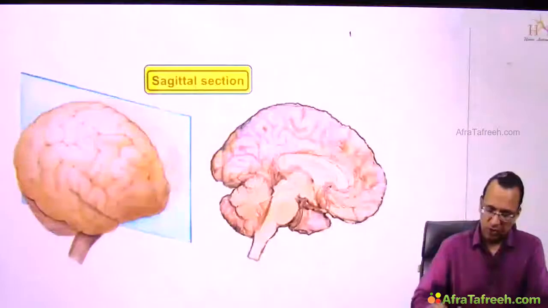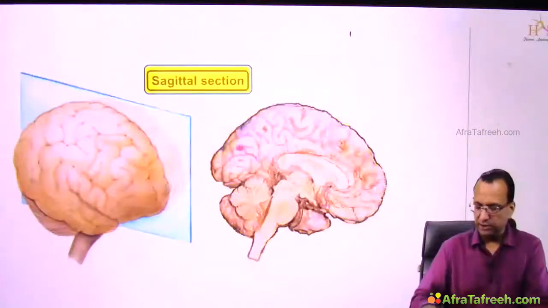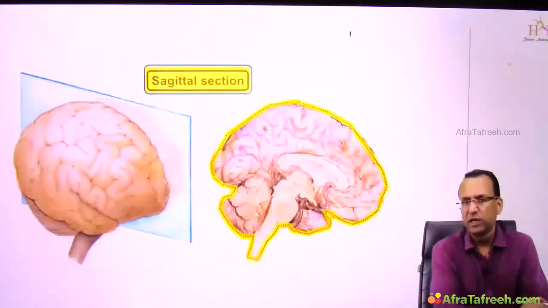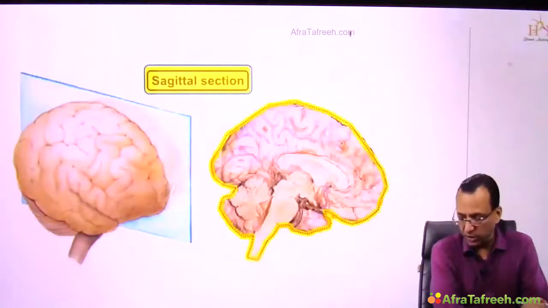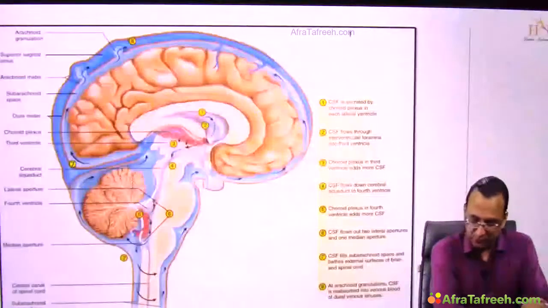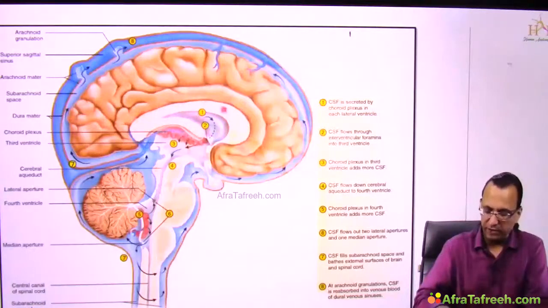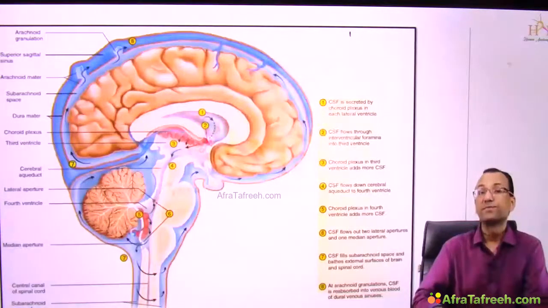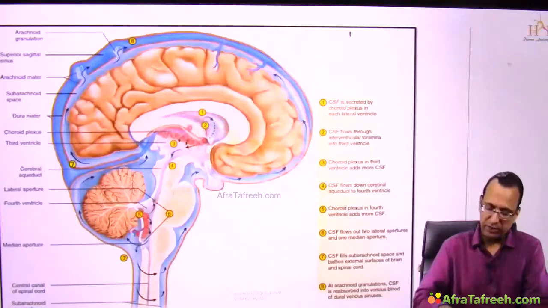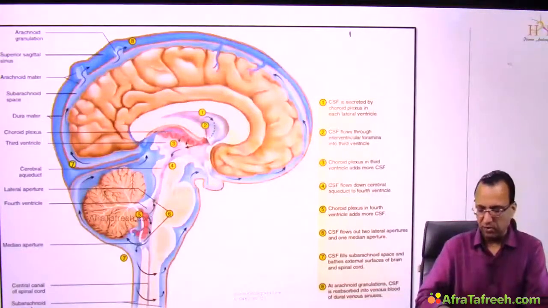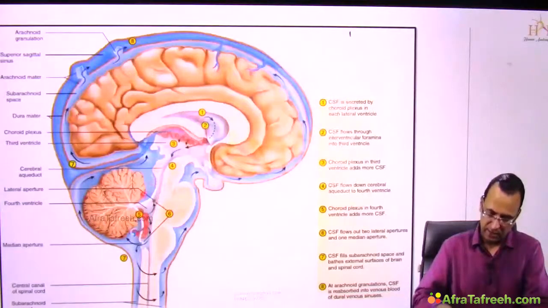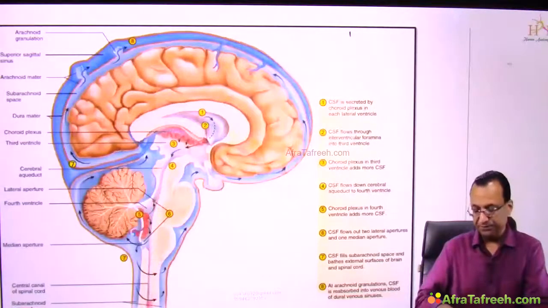Actually, you have to look at a sagittal section now and discuss the CSF circulation in more detail. And what you do is, now look at this diagram. You have to understand that the CSF, which was in the lateral ventricle, will pass through the foramen of Monro to enter the third ventricle, which is a midline ventricle, and then enter the aqueduct of Sylvius to enter the fourth ventricle, and then it will continue into the central canal.